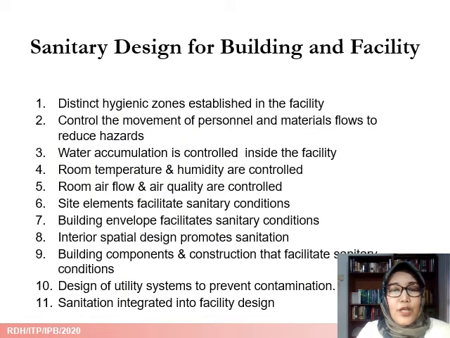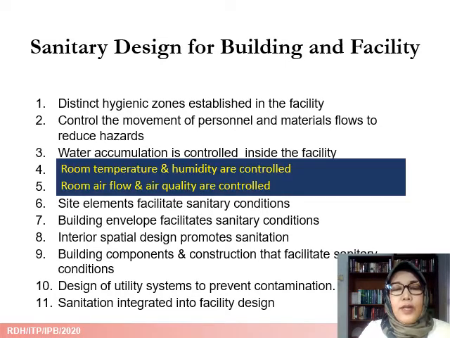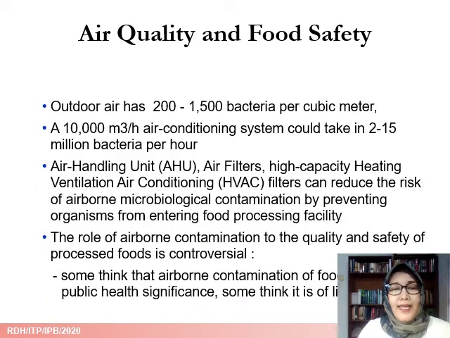We have discussed zoning when we discussed sanitary design for building and facility in Lecture 8. And we also know that other factors that contribute to the quality and safety of food products are room temperature and humidity, as well as room airflow and air quality. So what is the relationship between air quality and food safety?